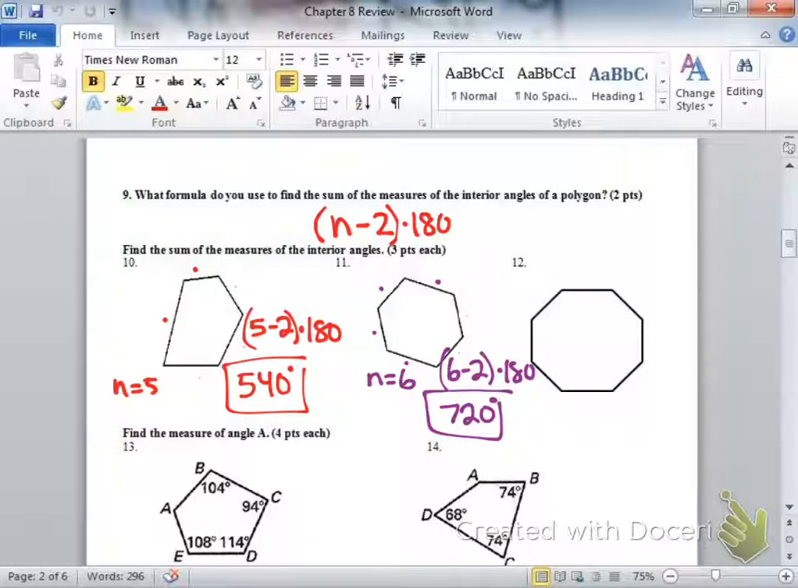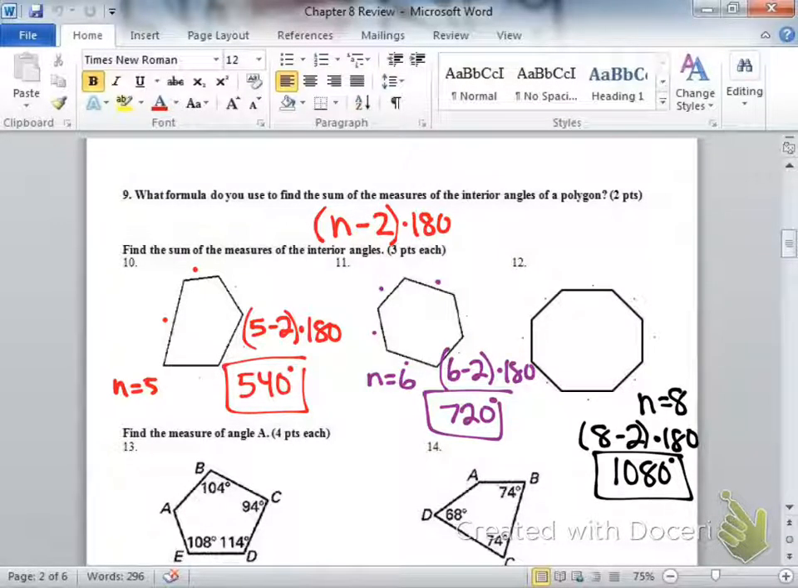And last one on this section. We have 1, 2, 3, 4, 5, 6, 7, 8 sides. So when n equals 8, we do 8 minus 2 times 180. Anyone have that one for me? I got 1,008. Very good.